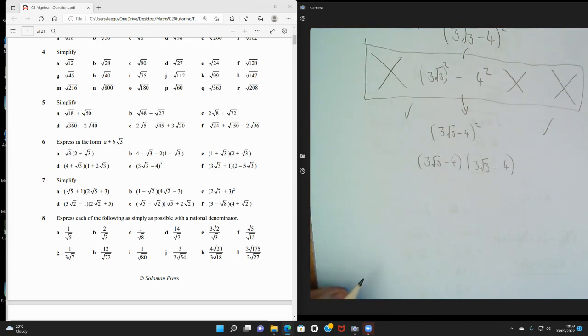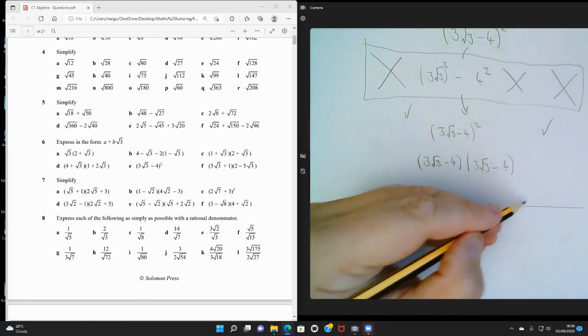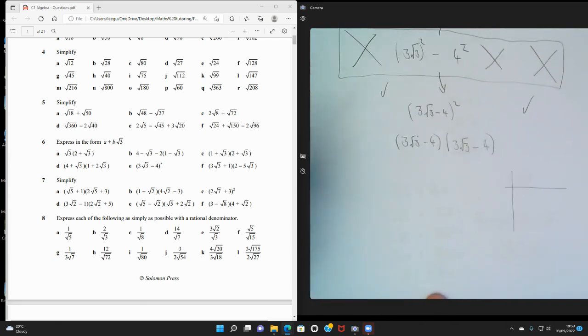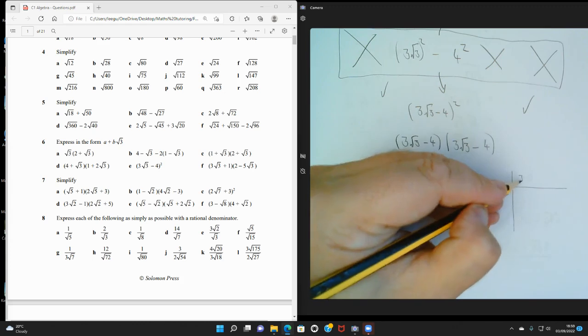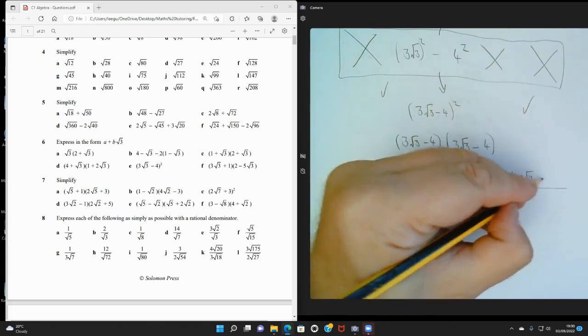Okay, now I should at this point just say, you can expand that however you want. I've got a little thing that I like to use for expanding brackets. I like to use a grid method. Now, you don't have to use a grid method, and I don't always use a grid method. Sometimes I just work this straight out in my head and just write down the terms.